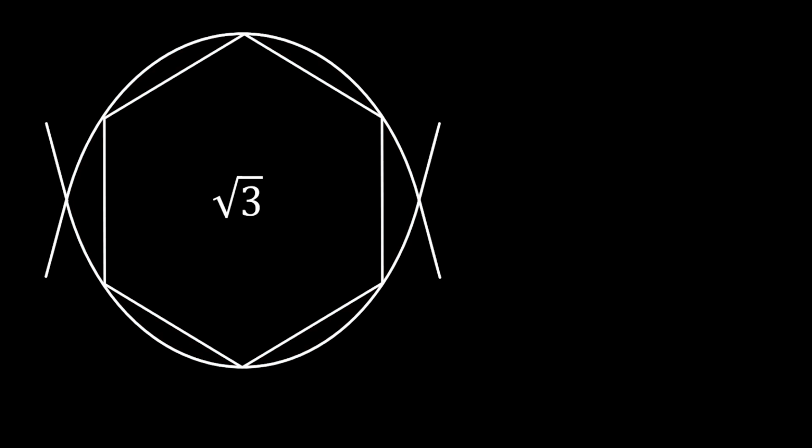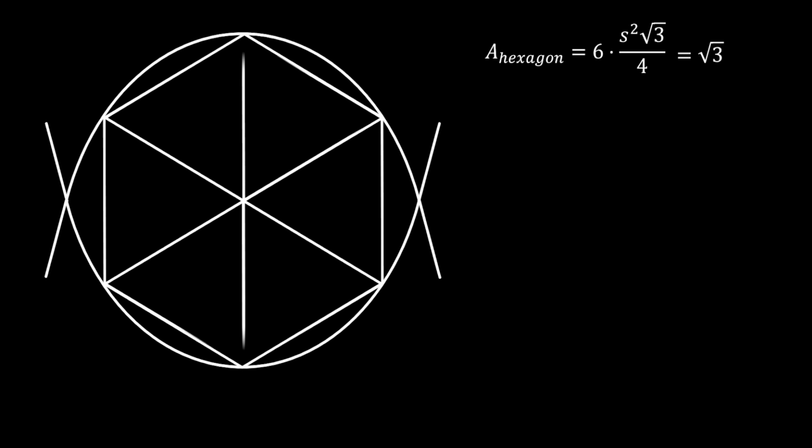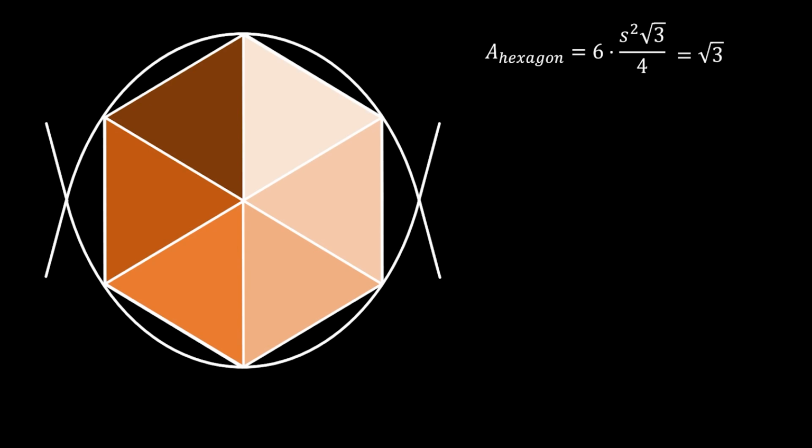So I'm going to start with our regular hexagon. We know that the area of the hexagon is equal to 6 times the side squared times square root of 3 over 4, and we know that our area is equal to square root of 3, so we can find the side of our hexagon. Just as a quick reminder, this formula for the hexagon is due to the fact that the hexagon consists of 6 identical equilateral triangles.